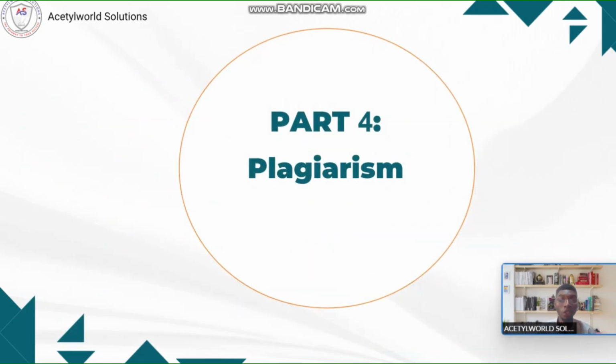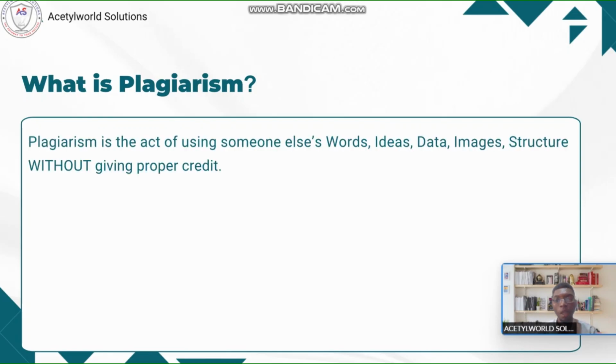Now the part 4, which is the interesting and the most crucial part of academic writing, is plagiarism. What is plagiarism? It is the act of using someone else's words, ideas, data, images, or structure without giving proper credit. Anytime you copy any words online, or pick an idea that somebody has published online, or data that was formulated by someone, or an image that was crafted or designed by someone, and you do not give proper credit by citing the person, it is a serious offense in academic writing. That is called plagiarism.